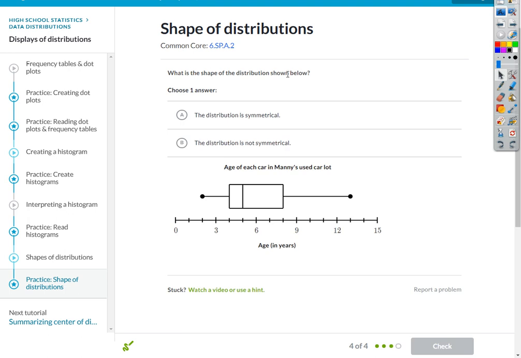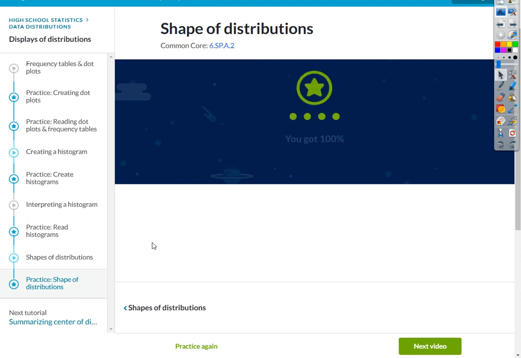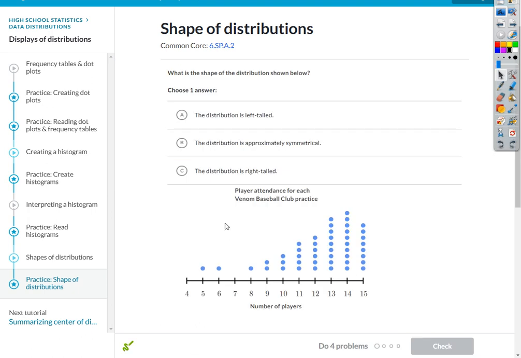What's the shape of this one? Well, again, most of my data is on the left. That means my tail is on the right. That's going to be, well, first of all, it should be skewed right, but it's really not symmetrical. That's the most important thing. Is it symmetrical? The answer is no. And just to do another round really quickly. Again, left-tailed.